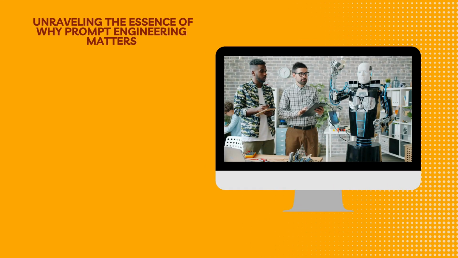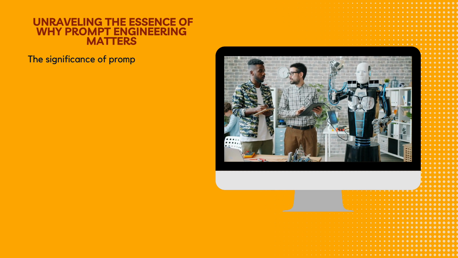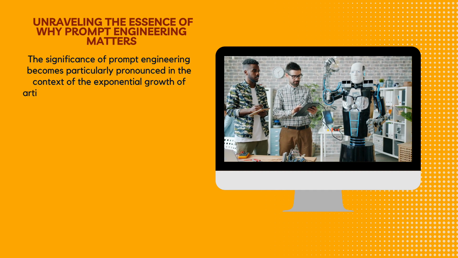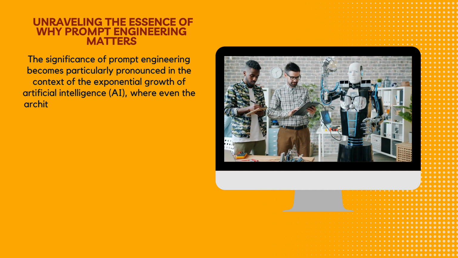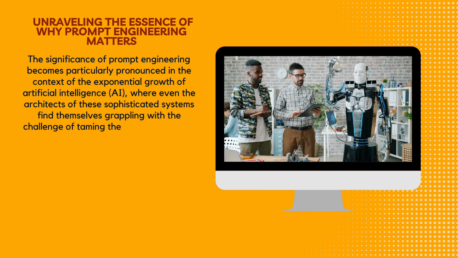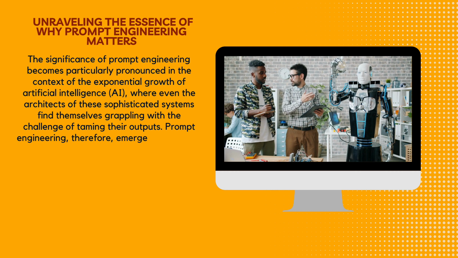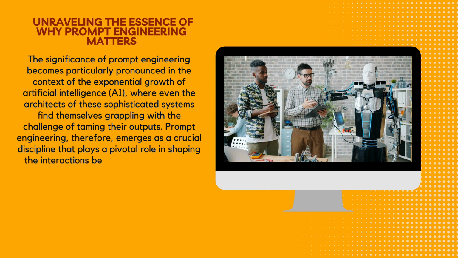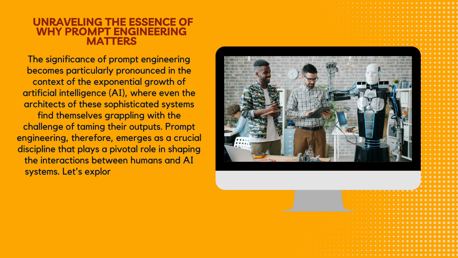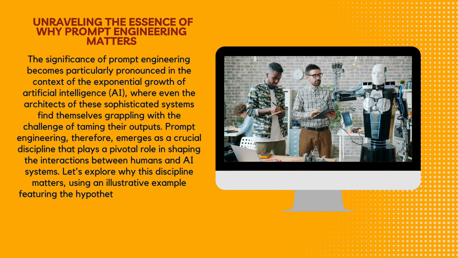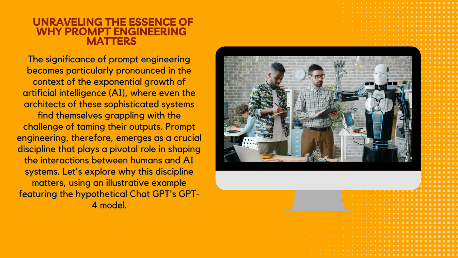Step number 4. Unveiling the essence of why prompt engineering matters. The significance of prompt engineering becomes particularly pronounced in the context of the exponential growth of artificial intelligence, where even the architects of these sophisticated systems find themselves grappling with the challenge of taming their outputs. Prompt engineering, therefore, emerges as a crucial discipline that plays a pivotal role in shaping the interactions between humans and AI systems. Let us explore why this discipline matters using an illustrative example featuring the hypothetical ChatGPT's GPT-4 model.